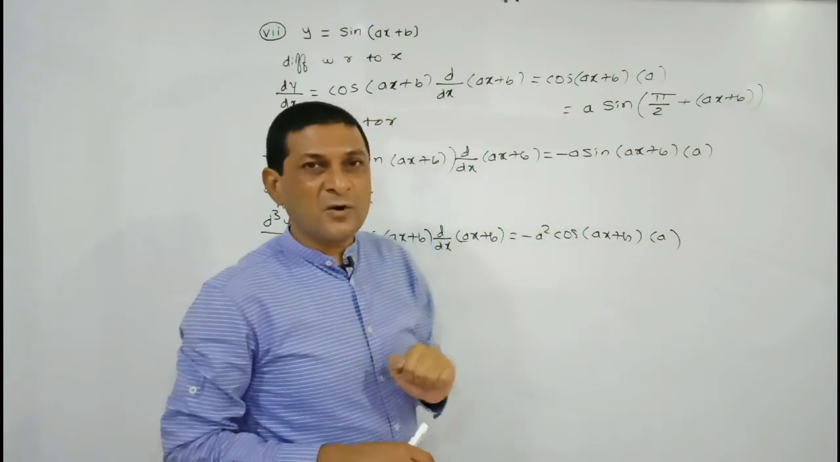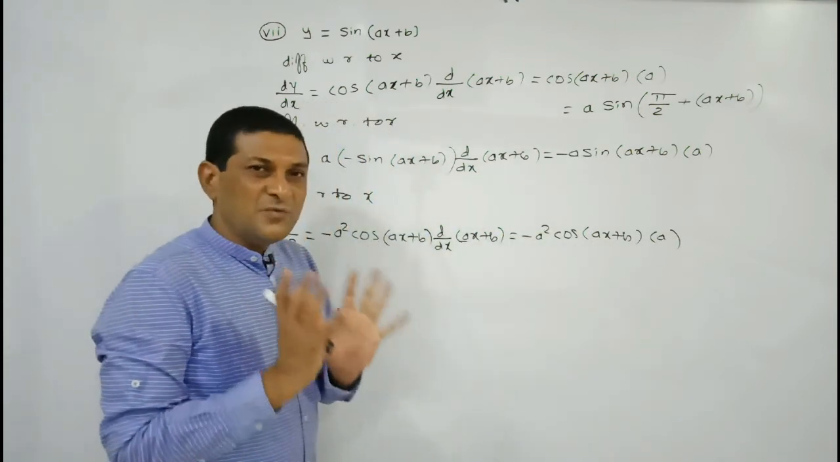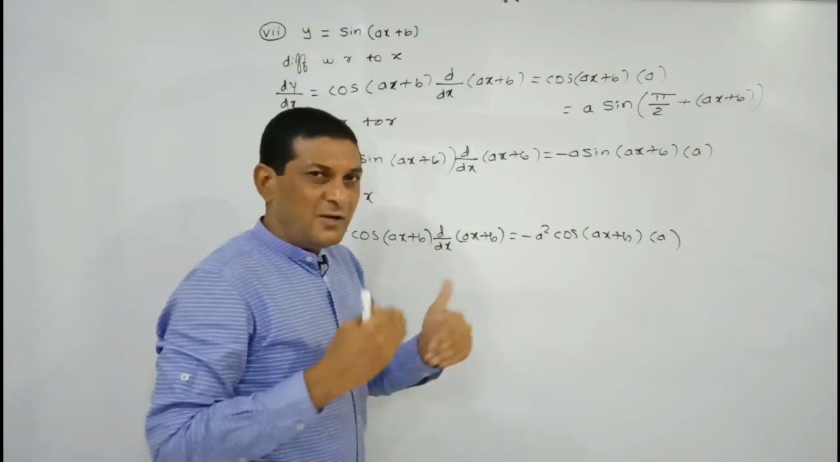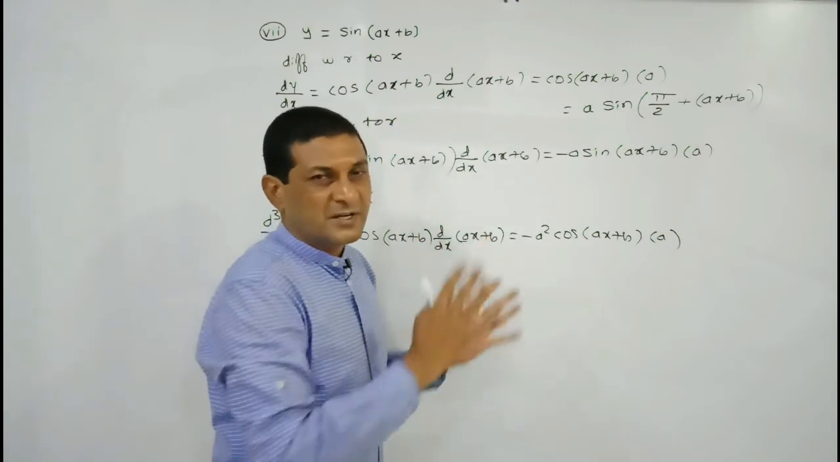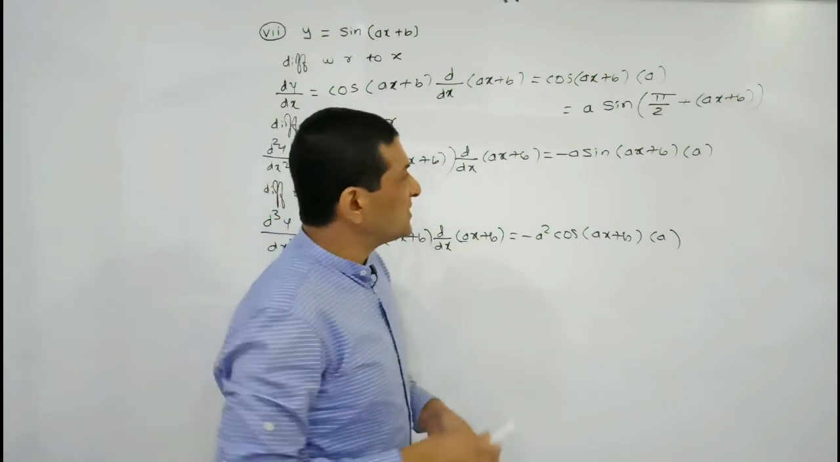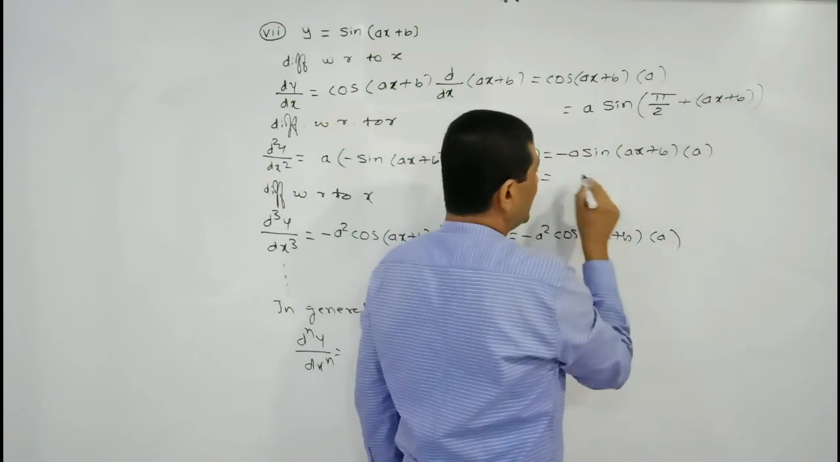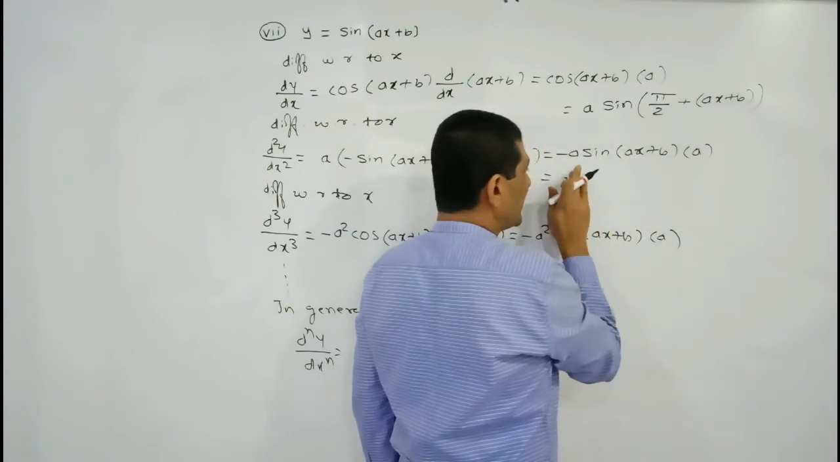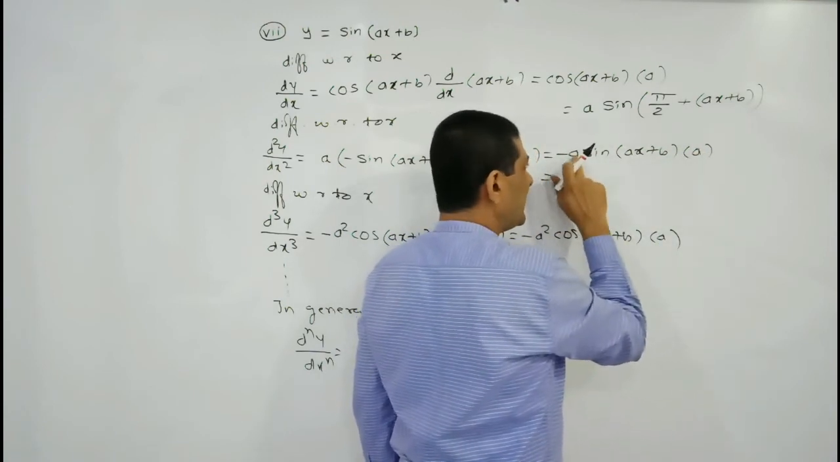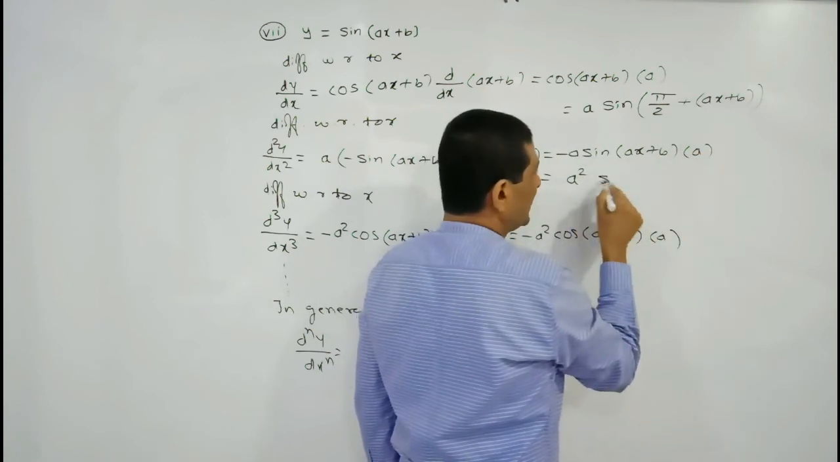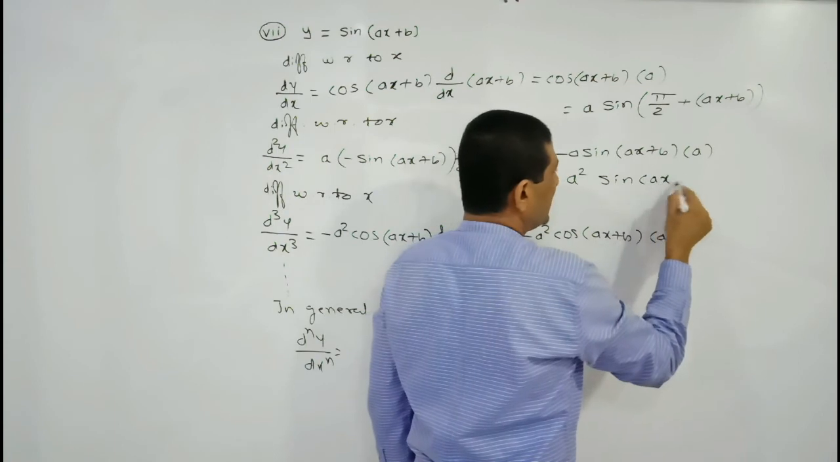Now here we can observe that the coefficient of pi by 2 is 1. In case of the second order derivative, let us check whether the coefficient of pi by 2 will be 2 or not. In case not 2, we will try to do some adjustment to convert it in terms of 2. So now here minus a into a will be equal to a square, and keep this sign as it is, sin ax plus b as it is.